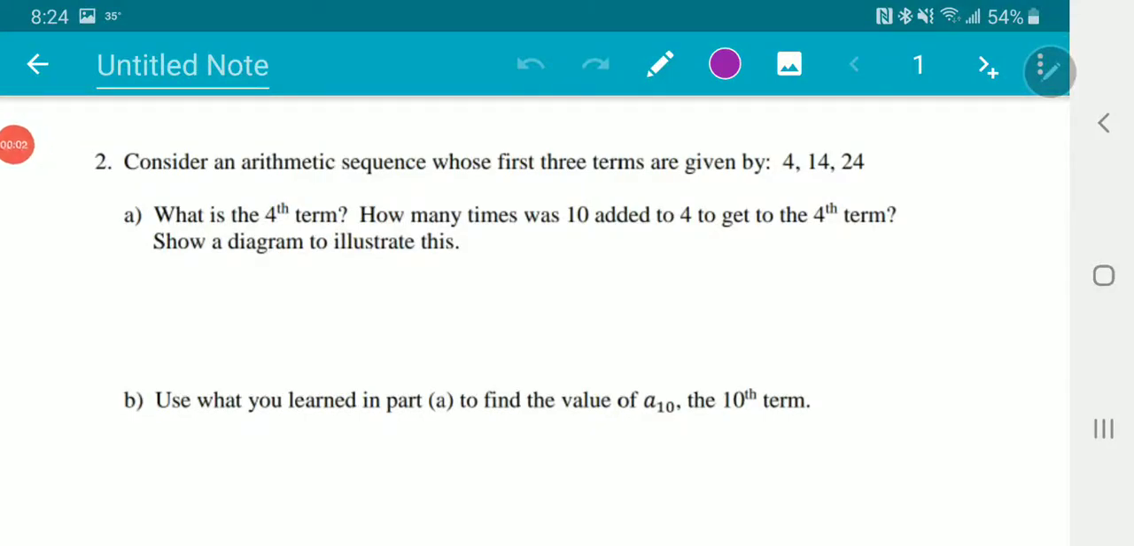All right, Mr. Parisi here, and we're talking about sequence and series. So arithmetic, just a little review. Arithmetic means you're adding or subtracting to get from one number to the next.